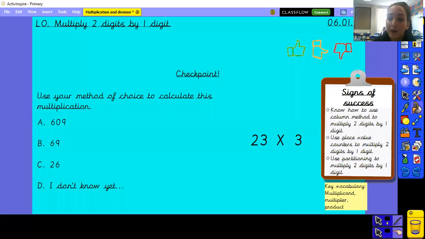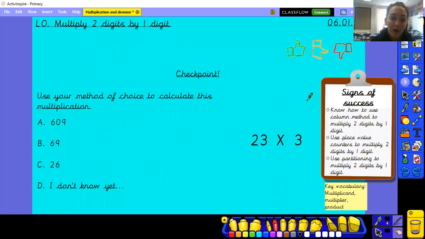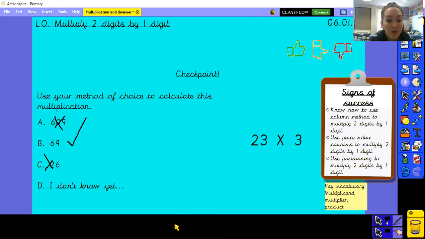Okay, you should have all had a go at this calculation now, and I'll go through the answers. So, C is incorrect, A is incorrect, and B, 69 is correct. So well done if you got that correct.